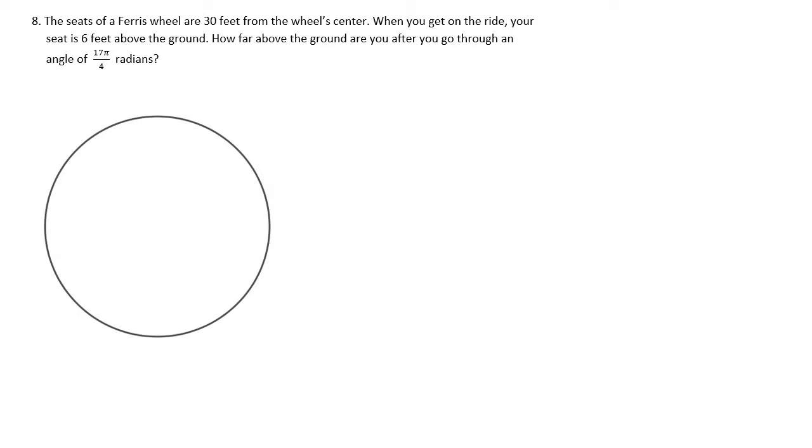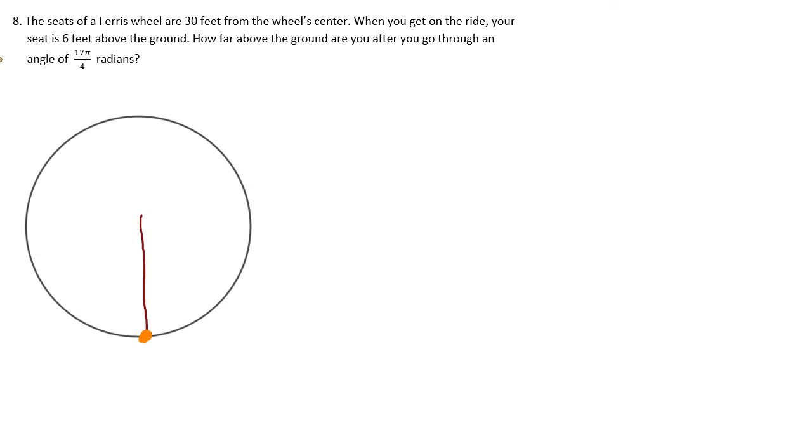This circle is representing the Ferris wheel. I've drawn the radius of the Ferris wheel in red, and that orange dot represents your seat when you get on the Ferris wheel. The green line at the bottom is the ground, and you are told that when you get on the ride, your seat is 6 feet above the ground. So that distance that I've labeled in light green is 6 feet.